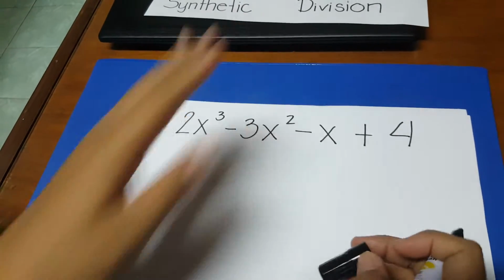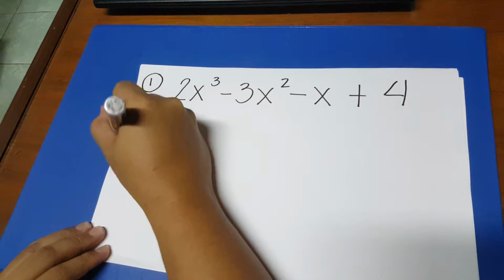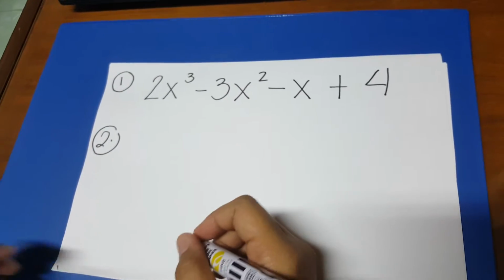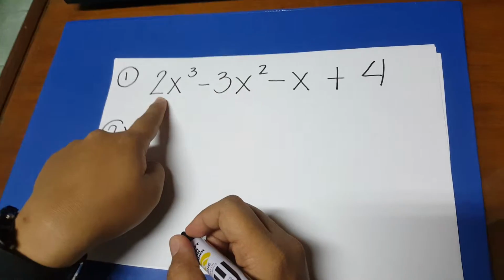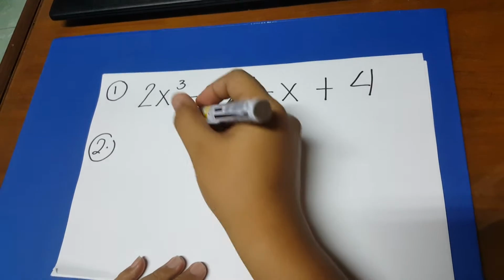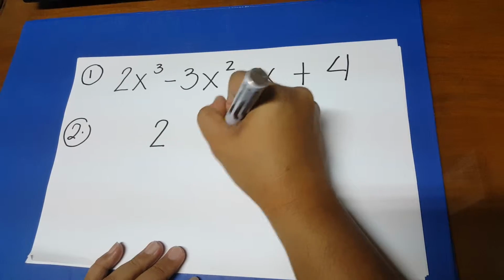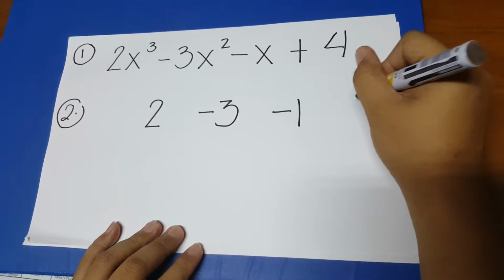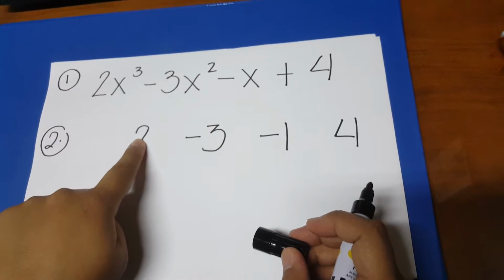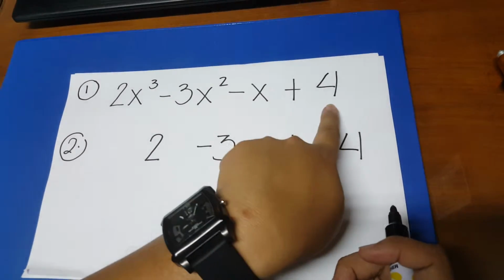And after that, we'll go to step 2. For step 2, get the coefficients for each of the terms given. Again, arrange in descending order of power. So you have 2, negative 3, negative 1, and 4. So to check, take note, you have 2 for x cubed, negative 3 for x squared, negative 1 for x, and 4 for the constant.